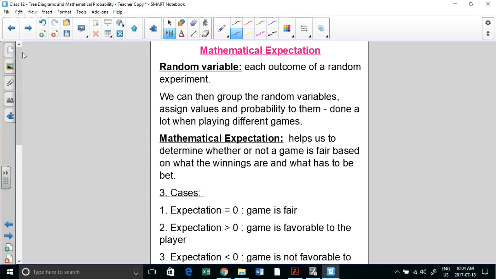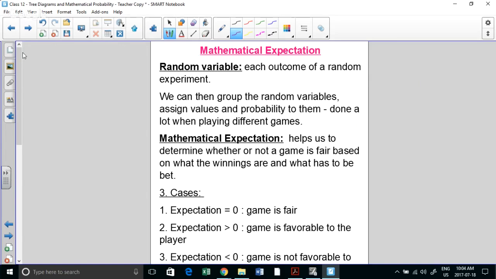We talked about a random experiment being an experiment where I can't predict the outcome. Like I know what the outcomes could be, but there's no way for me to know, is it going to be heads or tails? Or if I roll a die, is it going to be a 1 or a 2 or a 6? I have no idea. So we are going to group the random variables, and assign values and probabilities to them.